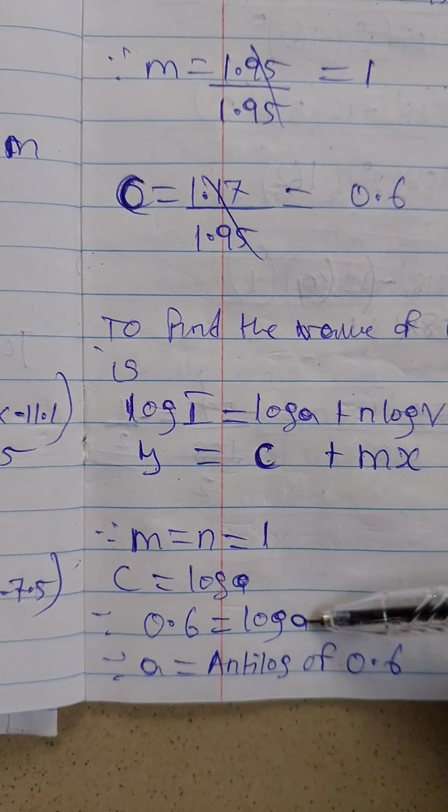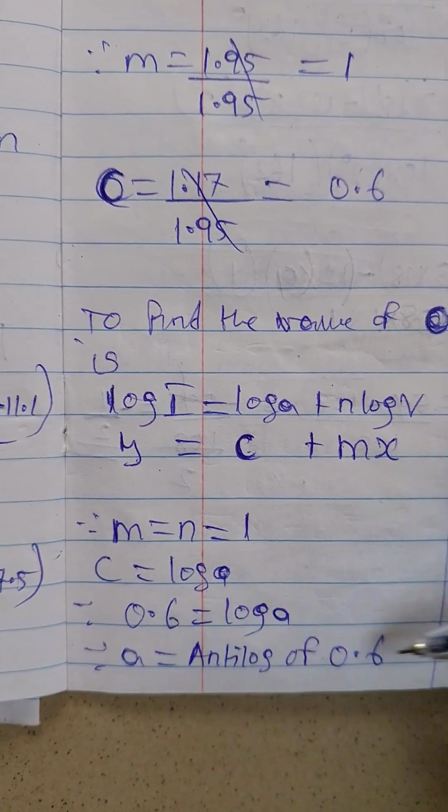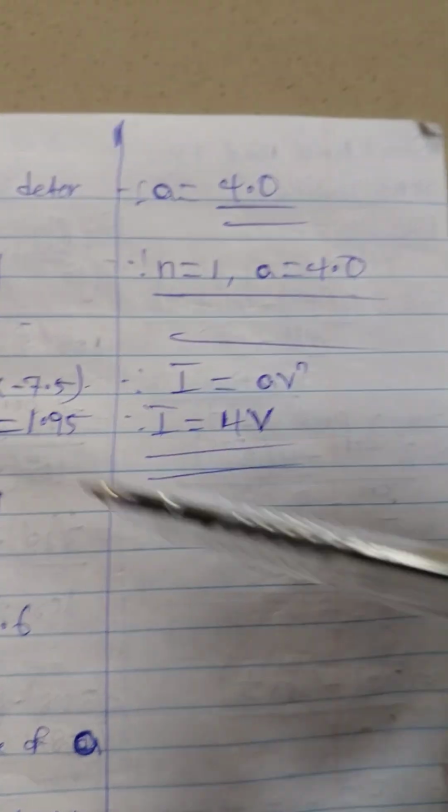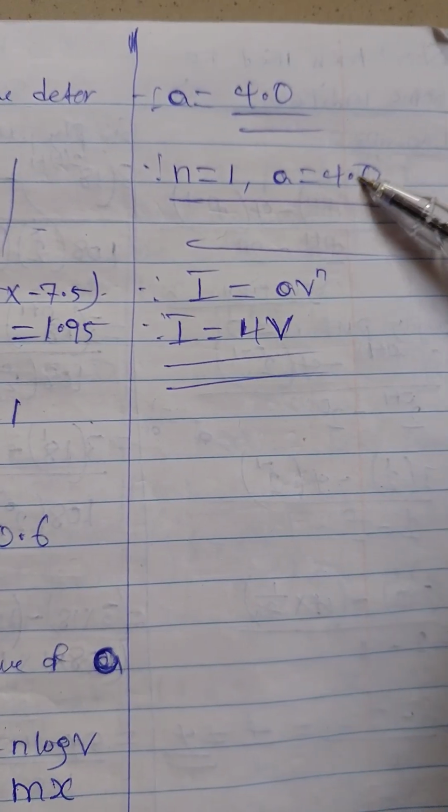Now we have to find a. To find a is the same thing as the anti-log of 0.6. So the anti-log of 0.6 is 4.0. So therefore n is 1 and a is 4.0.